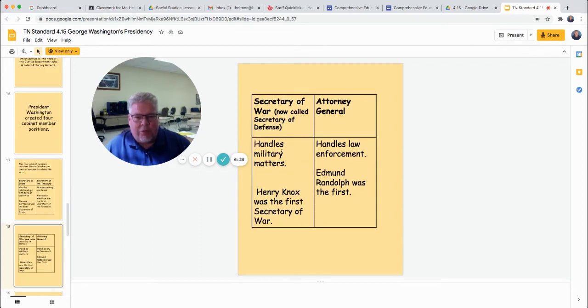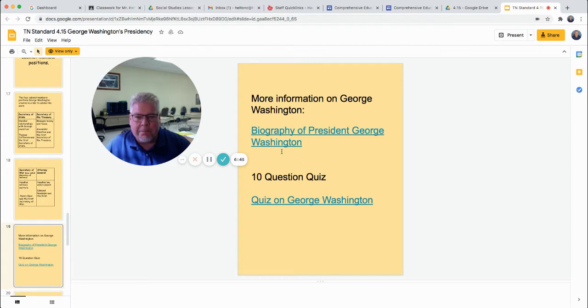Third, a Secretary of War, now called the Secretary of Defense. This person handles the military matters of the country. George Washington chose Henry Knox to be the first Secretary of War. And then Attorney General, he handles law enforcement. Edmund Randolph was the first Attorney General. George Washington picked him.